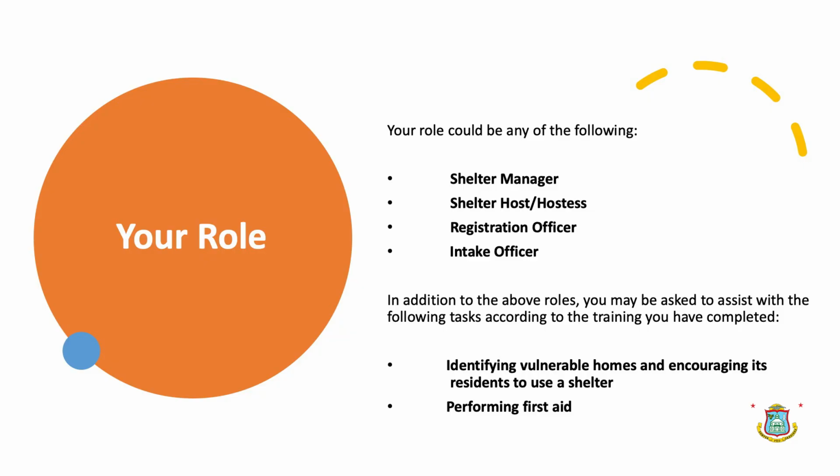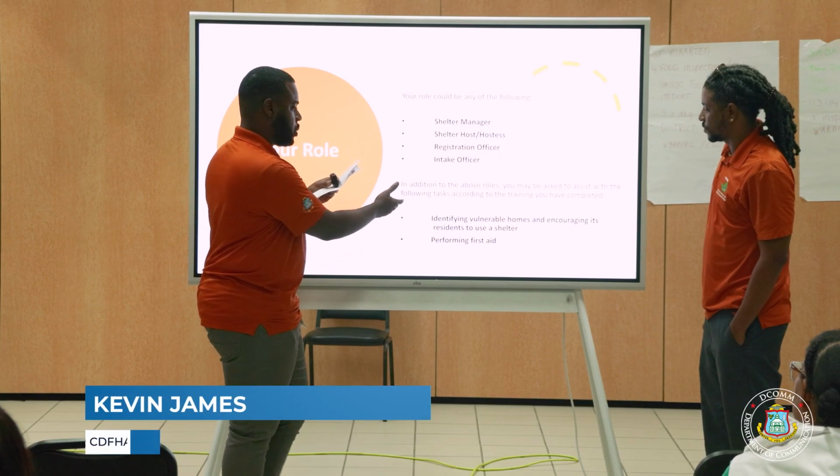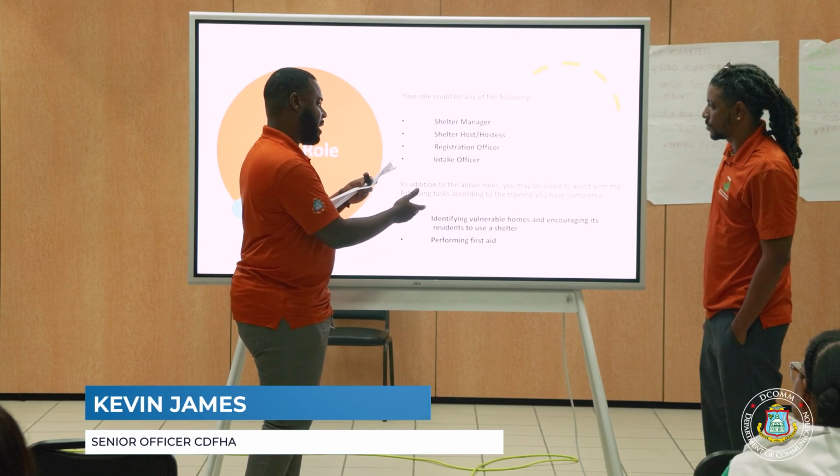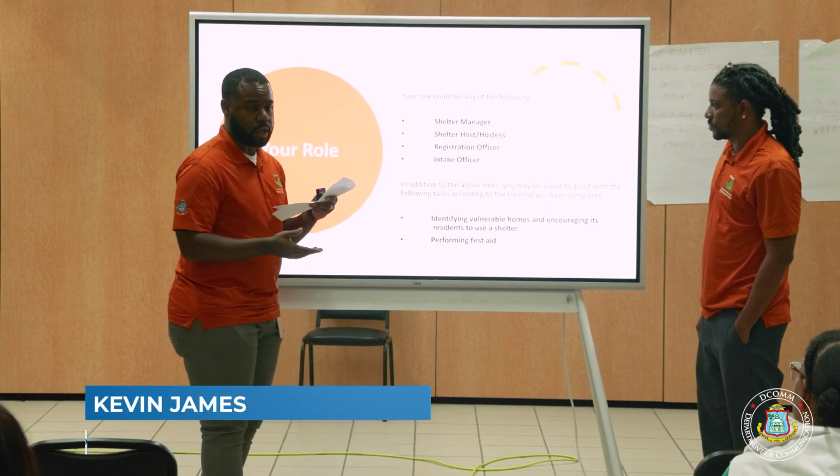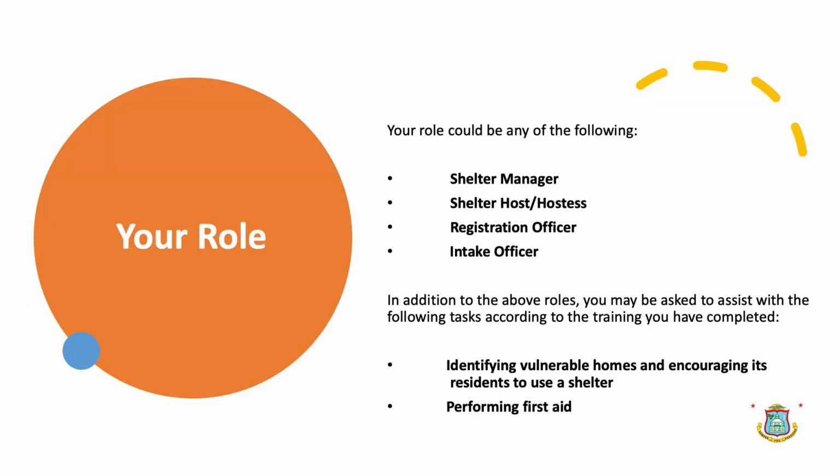In addition to these roles, you can also be asked to assist with, for example, and this would more come beforehand, identifying vulnerable homes and encouraging persons to use the shelter, because one thing that tends to happen is persons will wait till the last minute to run to the shelter. So we always try to go through the community and encourage persons, if we see that the home may be vulnerable, to consider a nearby shelter. And you may also be asked to perform first aid, which basically everyone on the shelter team will be trained to do.